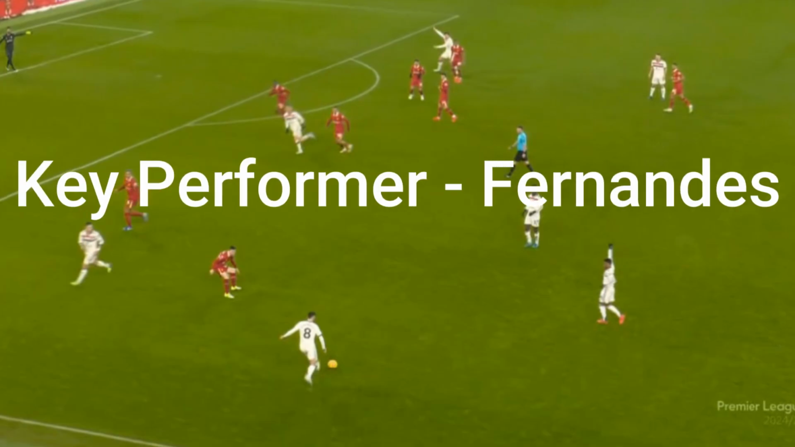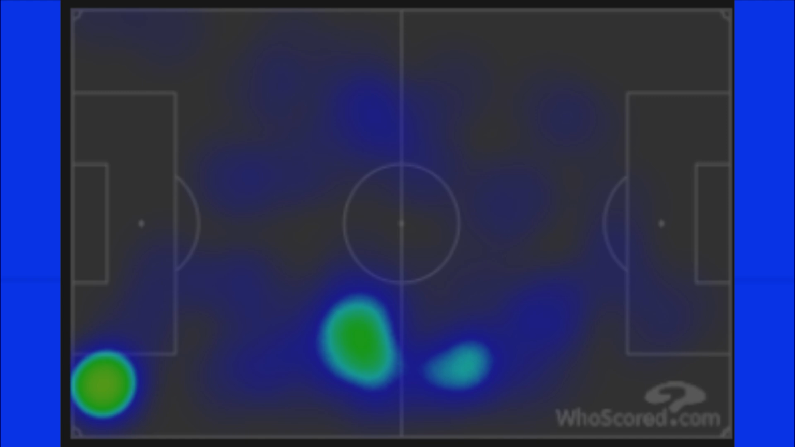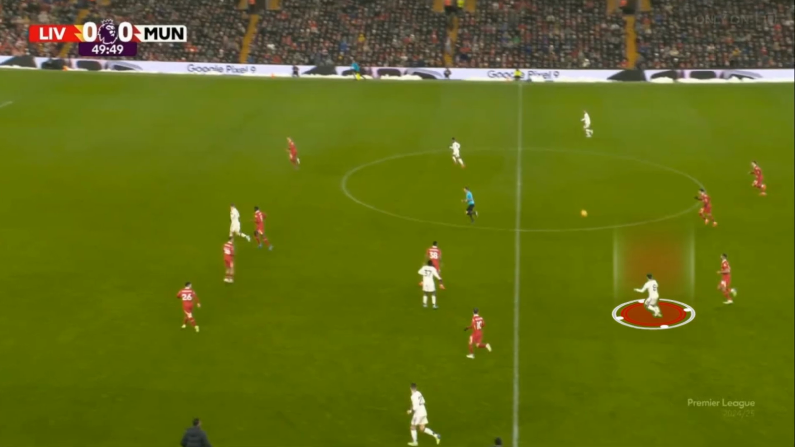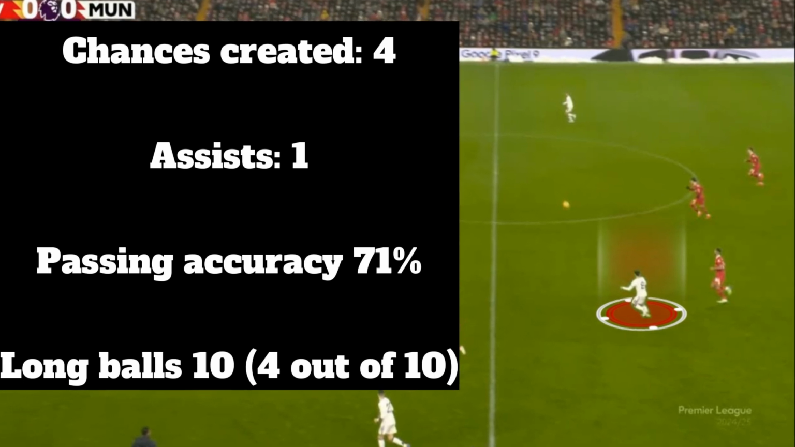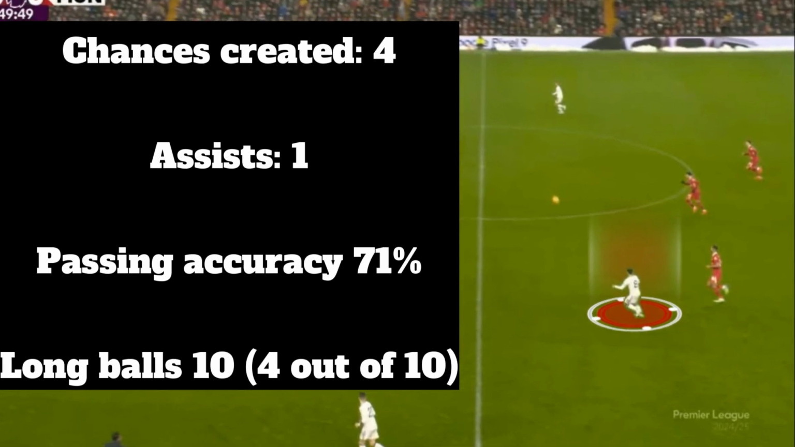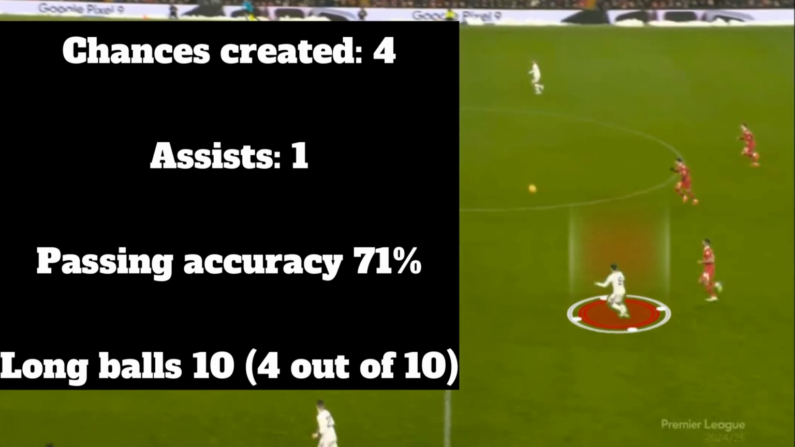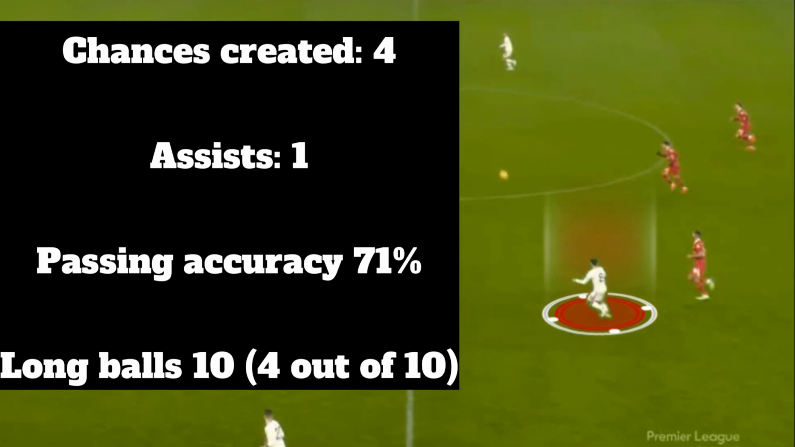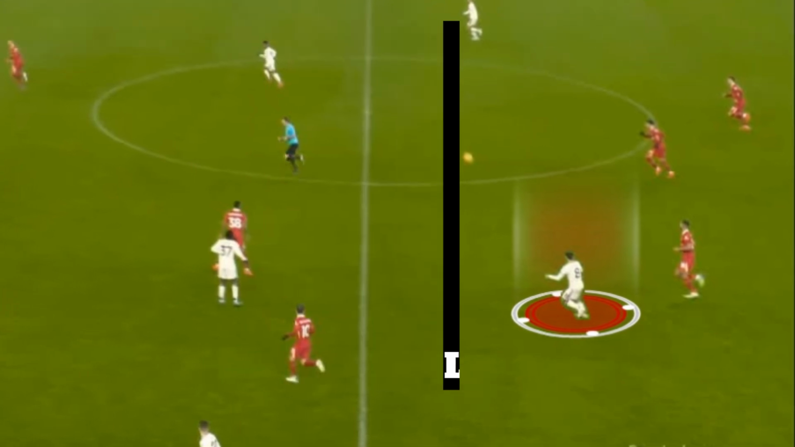Fernandes was key to United's good display today. Operating in a wider position on the left, Fernandes had 3 successful dribbles and linked up well with Dalot and Mainu. Moving from deeper positions, he created 4 chances, also getting the assist for the first goal. Fernandes took it upon himself to try penetrative passes by moving between the lines to create time, giving him a passing accuracy of 71%, attempting 10 long balls.